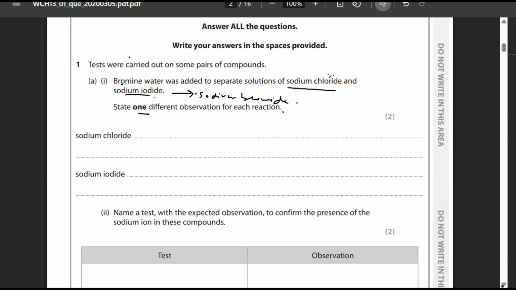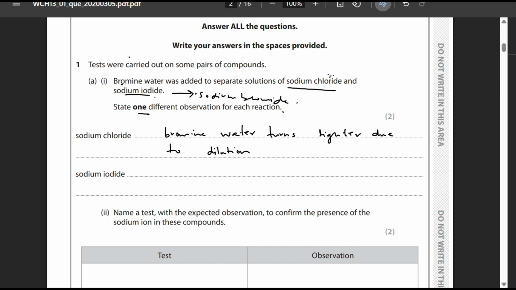So what observation will you see with the chloride? There will be no change, but when you add bromine water to the solution of sodium chloride, it becomes dilute. So the bromine water turns lighter in color due to dilution, otherwise there will be no change. So you can write that bromine water turns lighter due to dilution, otherwise there will be no change.